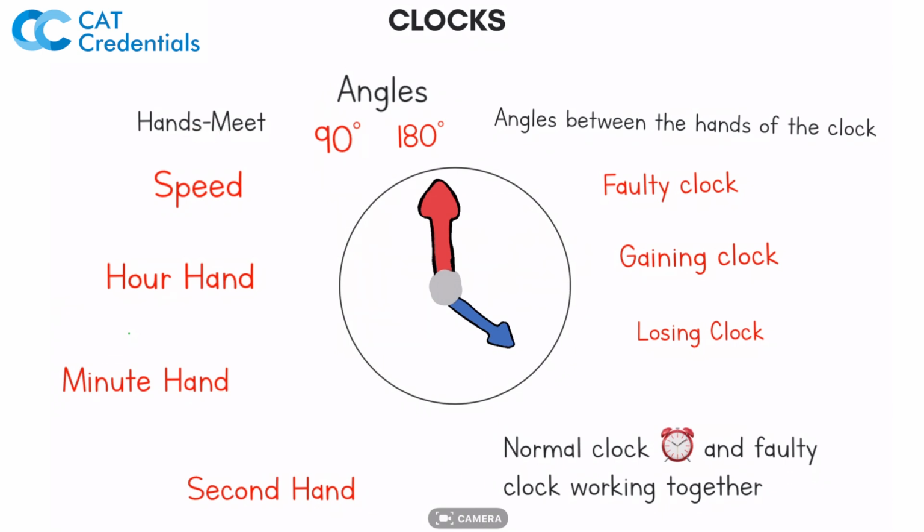Such kind of problem. Then we see the problems where the angle between the two hands of the clock is 90 degrees, 180 degrees. So what is the time during that time? How many times does it happen in 1 hour? And such kind of concepts related to angles.